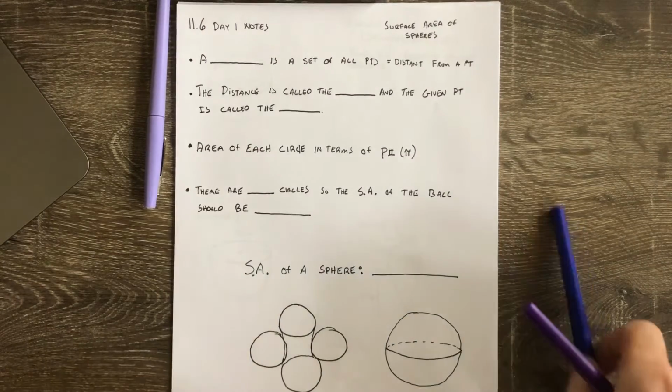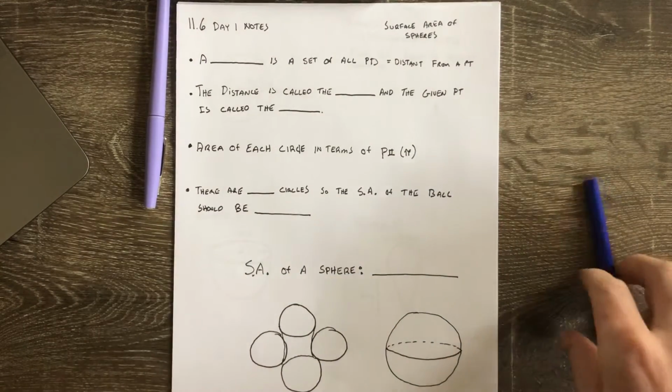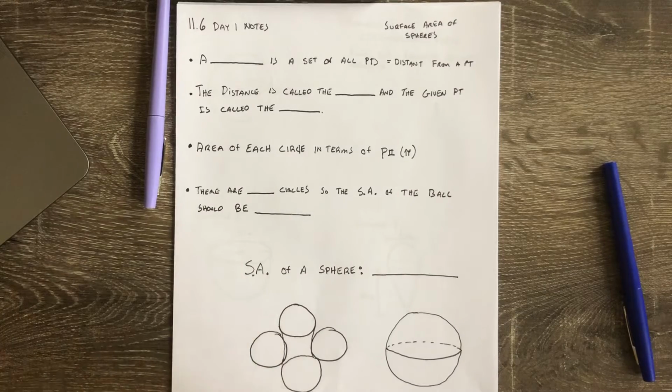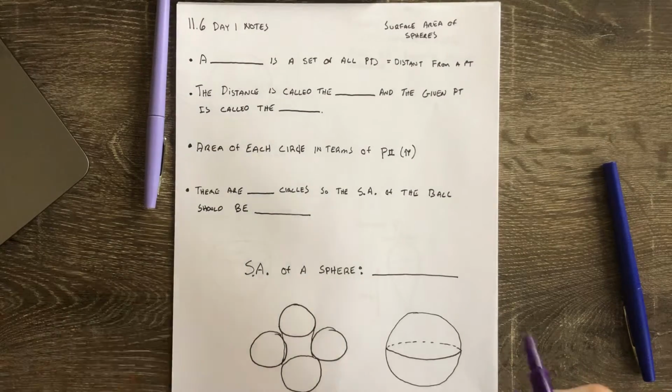Alright guys, hello. We're going to do 11.6 day 1 here, surface area of a sphere. So a sphere is just pretty much a ball, right? If you think about it, the center of that ball is in the middle of the ball, and every point on the sphere will be equidistant away from that center point.